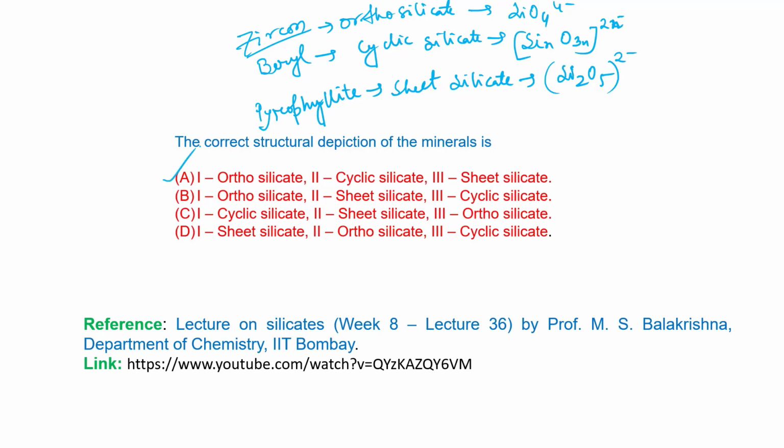The correct option is option A: 1 orthosilicate, 2 cyclic silicate, and 3 sheet silicate. So your answer is option A.